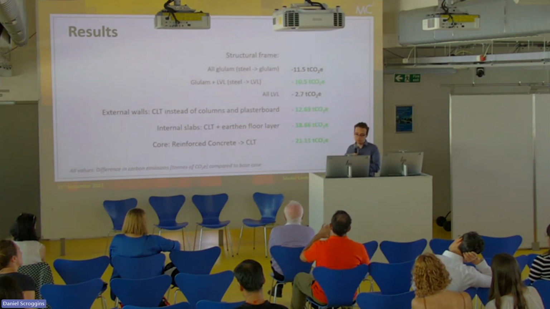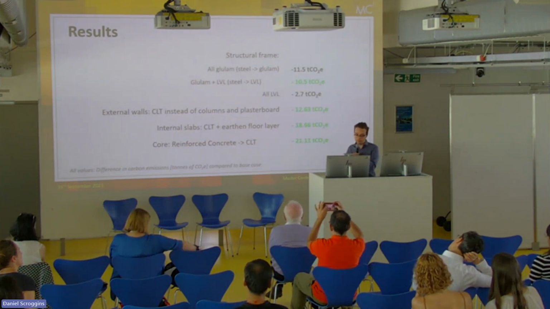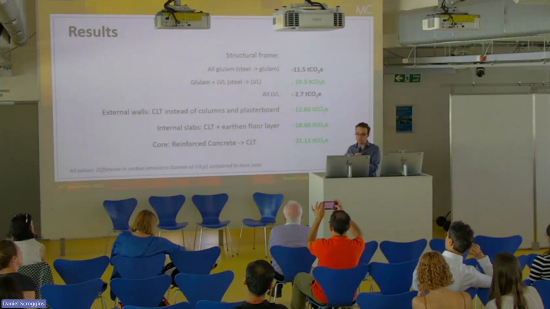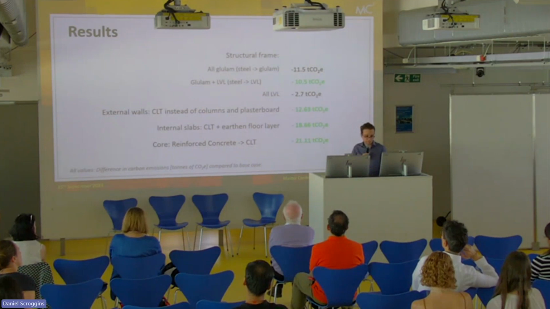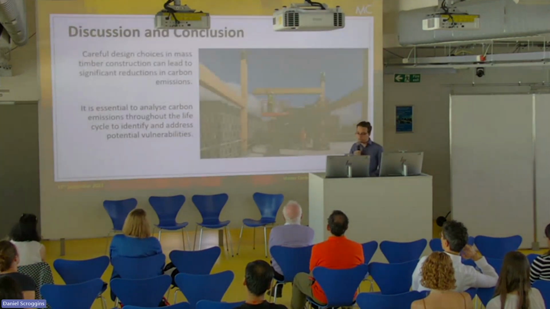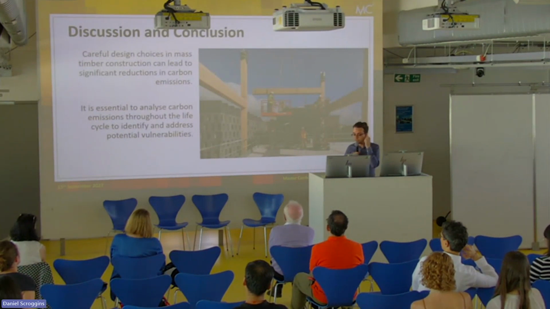But in total, considering these scenarios, the final carbon emissions reductions brought by the combination of these design alternatives will be of around 63 tons of CO2. So in conclusion, careful design choices in mass timber construction can lead to significant carbon reductions. It is essential to analyze carbon emissions throughout the entire life cycle.